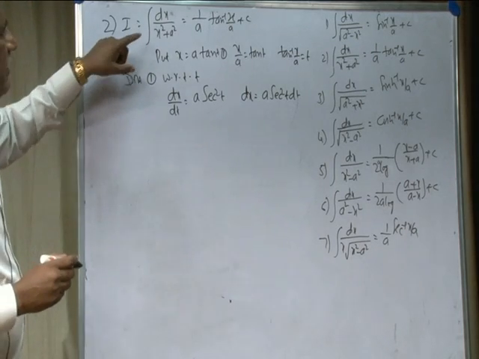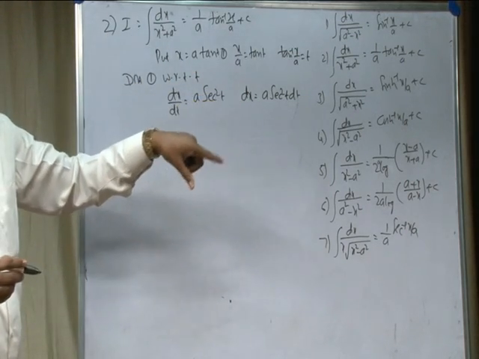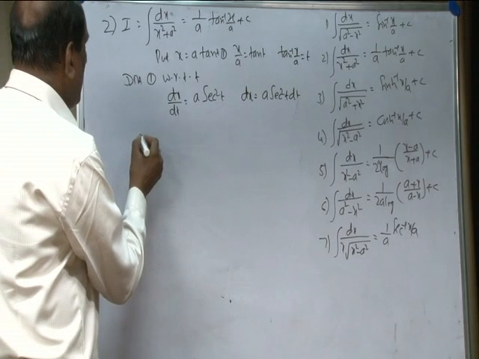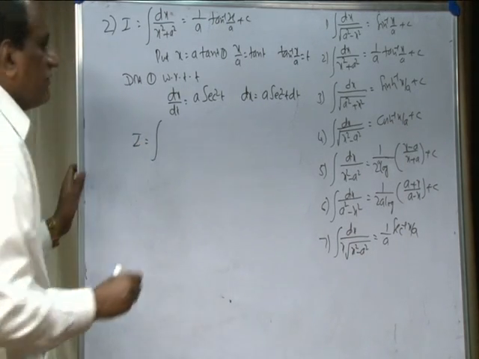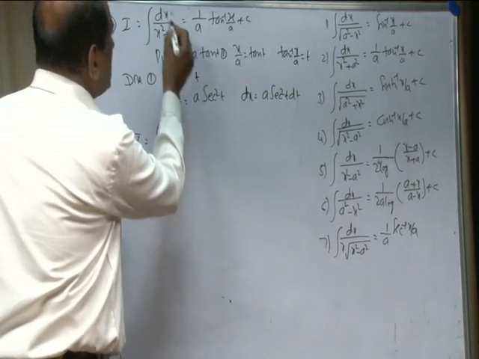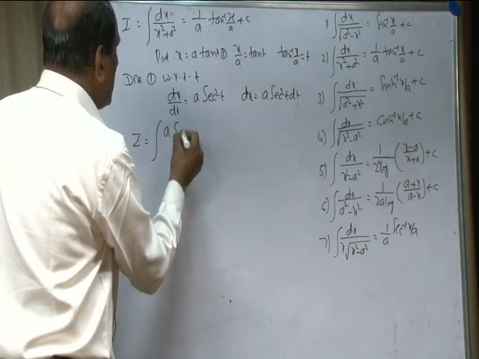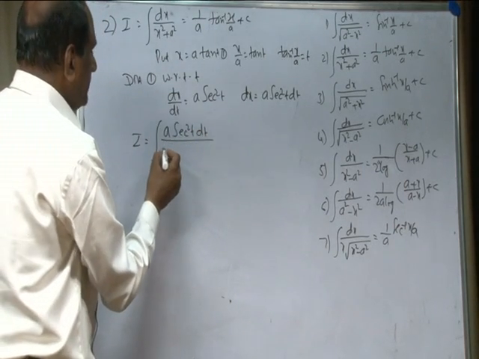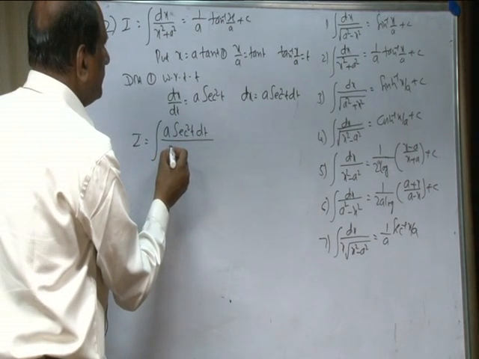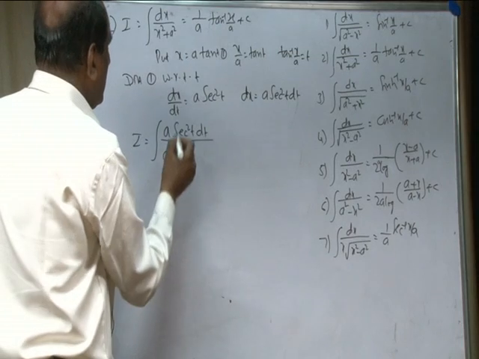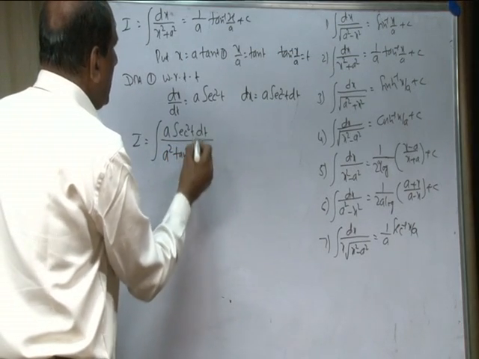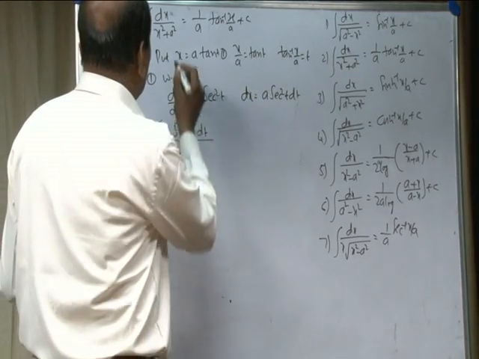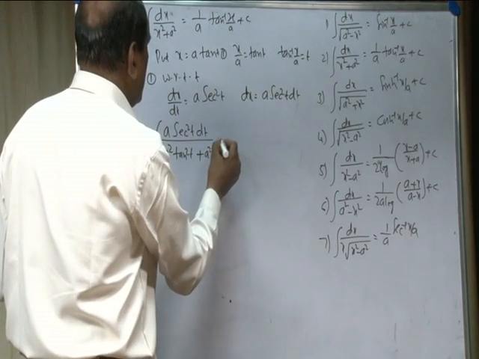Now I change the variable from x to t after substitution. This method is the substitution method. Now what happens to the given integral after these changes? Now what is dx? dx is a secant square t dt, divided by x square. x square means a square tan square t, since x is a tan t, x square is a square tan square t, plus a square in the denominator.